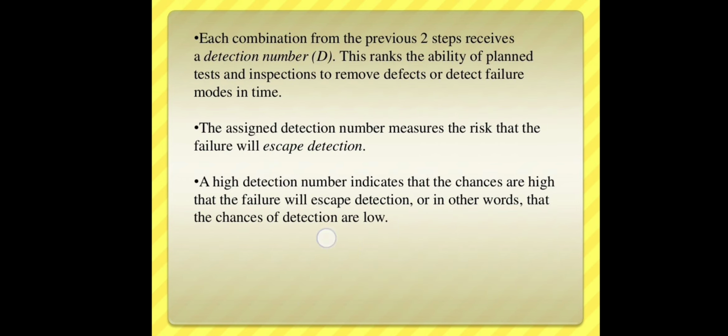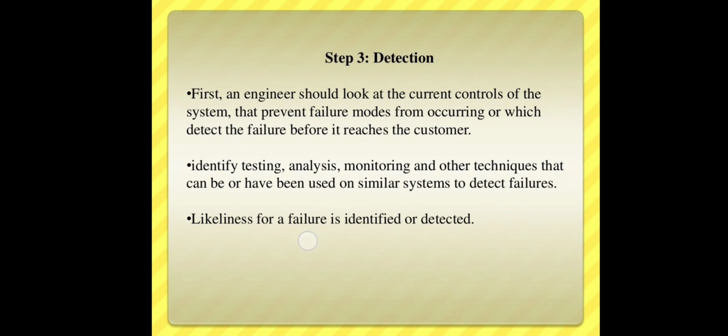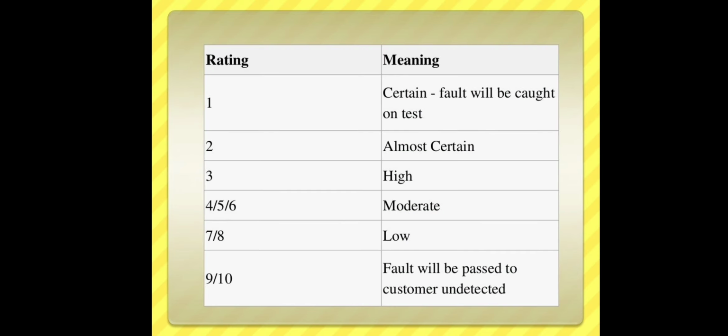Rating for detection: 1 means a certain fault will be caught on test, 2 almost certain, 3 high, 4 to 6 moderate, 7 to 8 low, and 9 to 10 means the fault will be passed to the customer undetected.